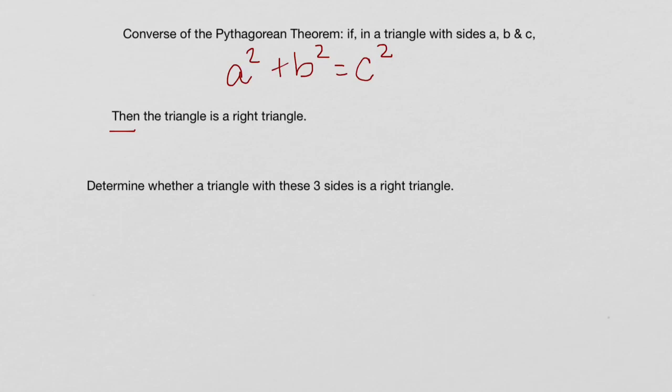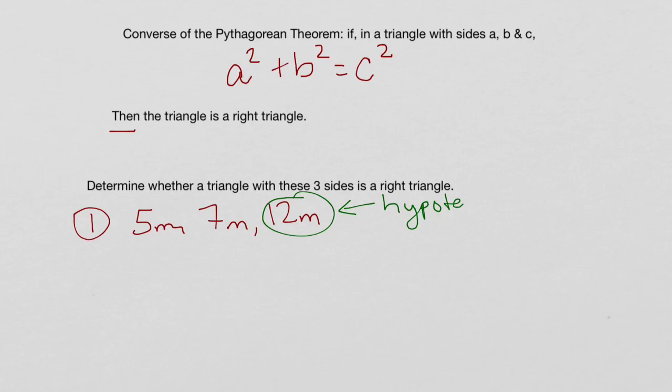Determine whether these 3 sides would make a right triangle. So if I give you 5 meters, 7 meters, and 12 meters. Okay, so first of all, you always need to pick the largest side to be the hypotenuse. The largest side will always be the hypotenuse, or C.